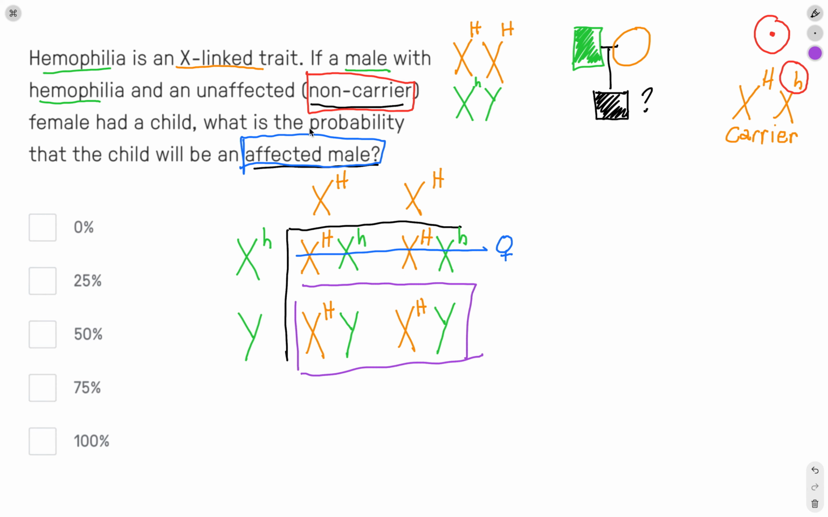What is the probability of the child being affected? The child will be affected. That means the child should have the small h. Here, he doesn't have the small h, and here, he does not have the small h. That means no child will be a male with a small h. The probability is 0%.